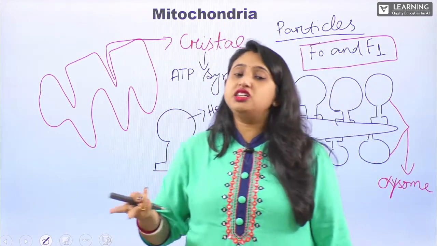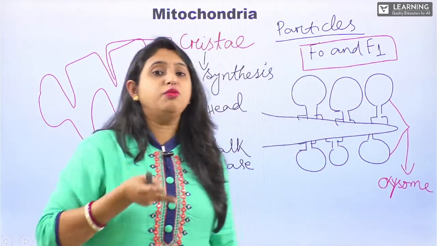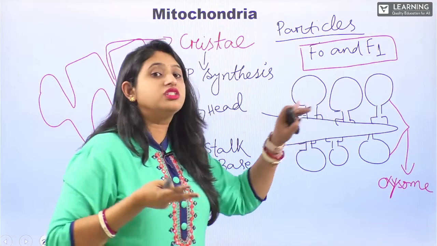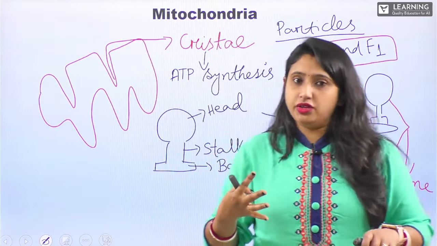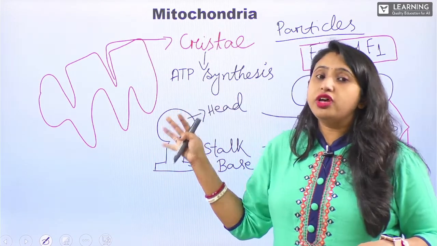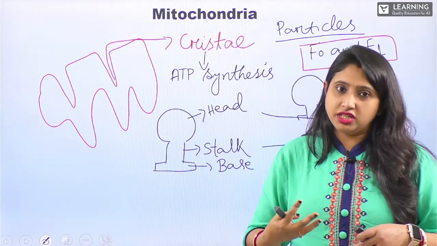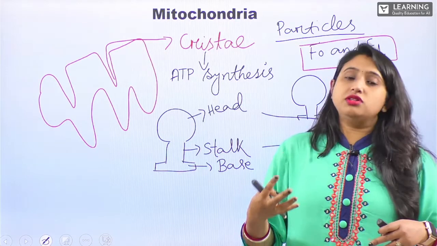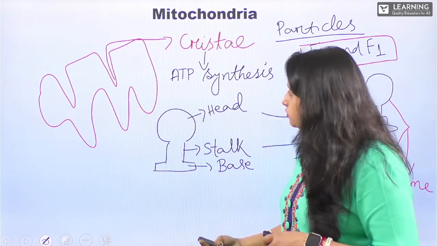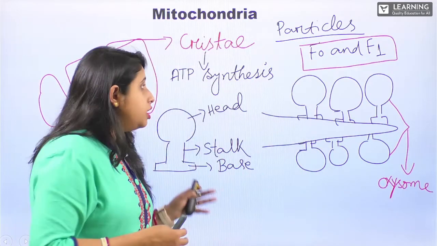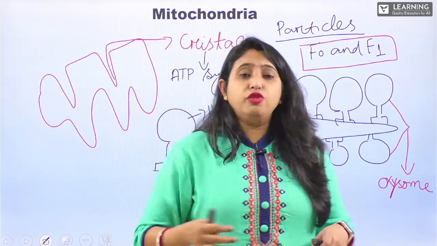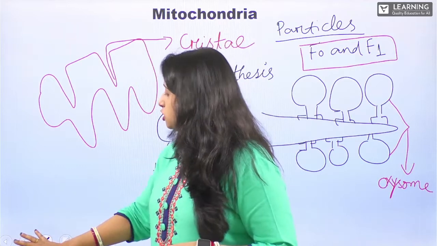Remember that F1 and F0 particles are present in the cristae, which is responsible for the synthesis of ATP. Cristae is the place where the ATP is being synthesized, which is required for cellular respiration. So this is about it. You understood, right? Now let us move into the next topic.